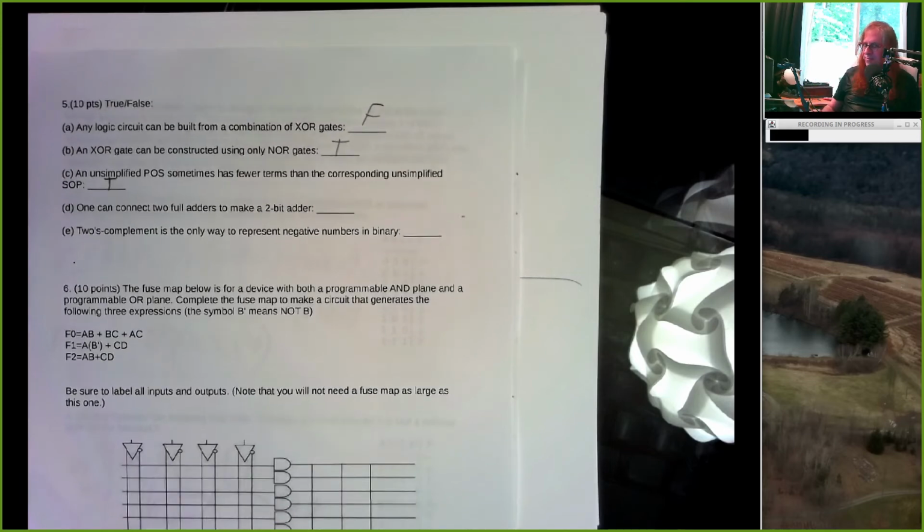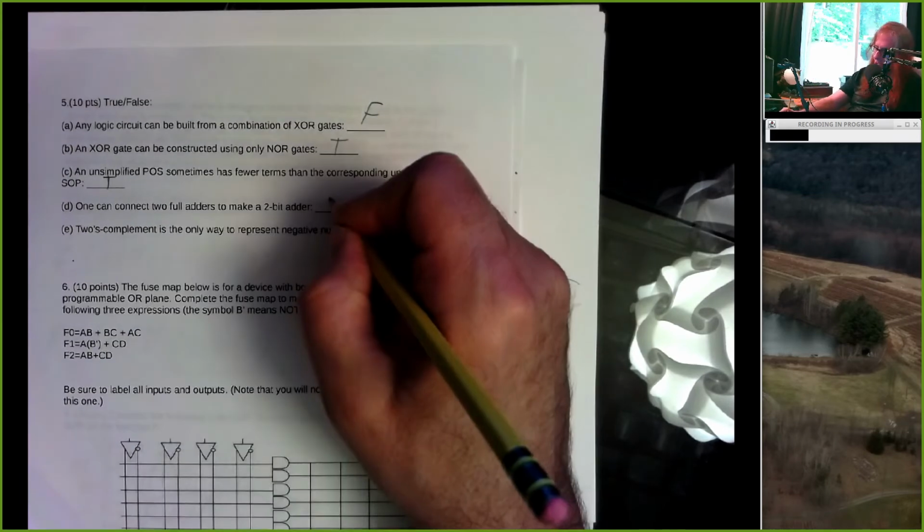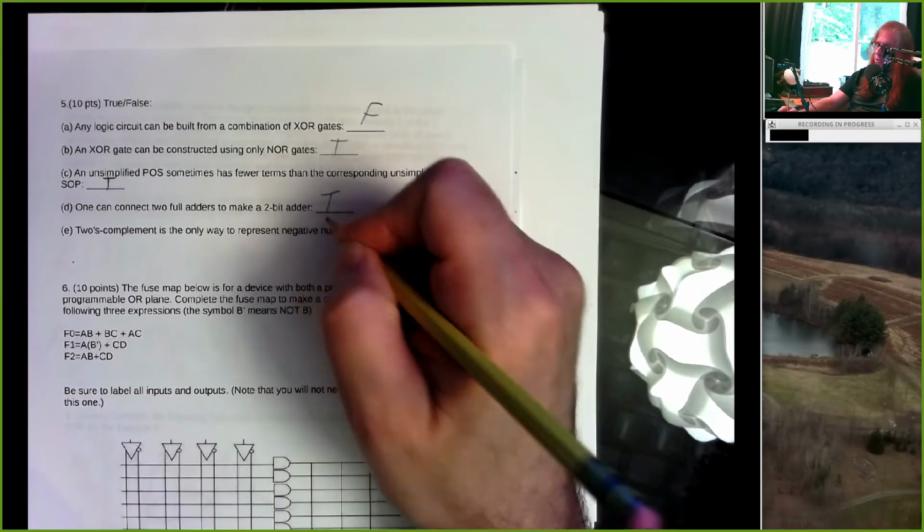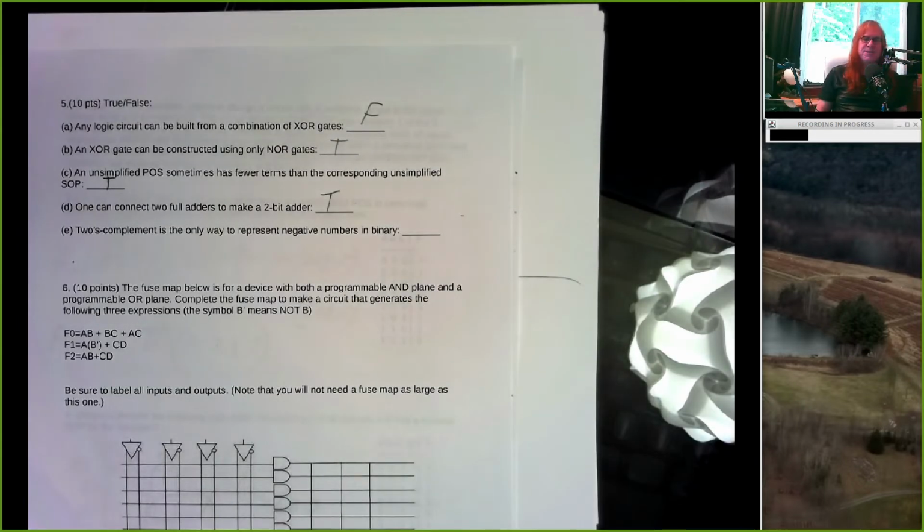One can connect 2 full adders to make a 2-bit adder. That is absolutely true. That's how we started working with our half adder full adder design. First we connected 2 full adders, and we connected the first incoming carry to ground, and then we said, hey, since we're not using the carry, let's just eliminate that part of the circuitry in a full adder. And that's what became the half adder.